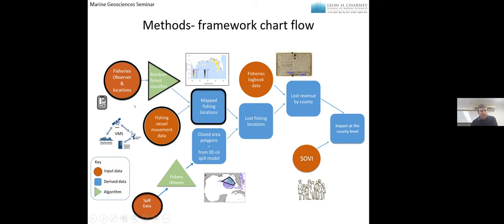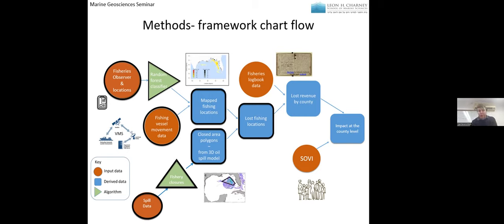So the other source of information was the spill data. So these are put theoretical spills. They didn't occur, but they are similar in size and duration to the Deepwater Horizon. And so based on the toxic concentration of the spill, we applied automatic fishery closures. And from these fishery closures, from these polygons, together with the mapped fishing locations, we could compute the lost fishing locations.